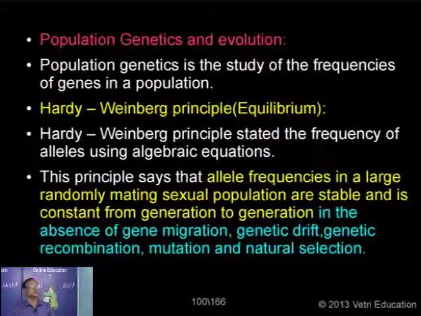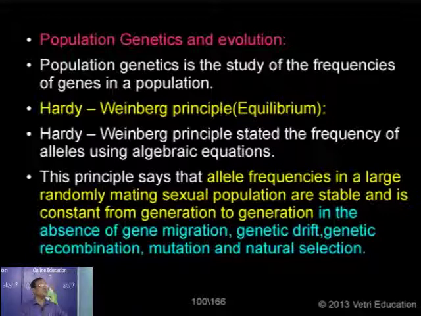generation to generation. This constant equilibrium is possible only when there is no mutation, no natural selection, no genetic drift, and no genetic recombination, the normal, naturally occurring process during crossing over in meiosis. Also there must be no gene flow or migration of genes. Only then is Hardy-Weinberg equilibrium possible.